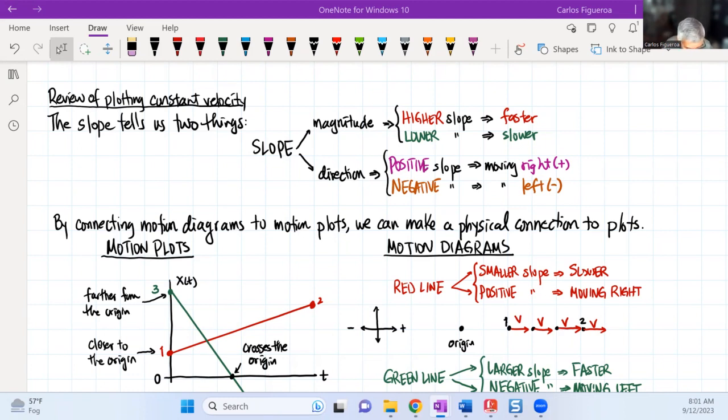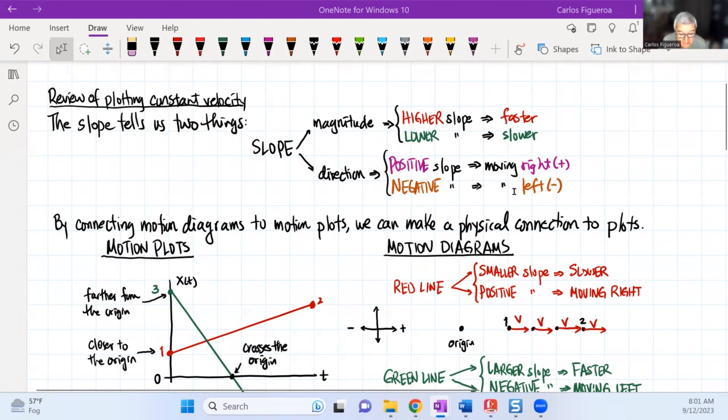So the slope tells us two things. It tells us the magnitude of the slope, and it tells us the direction of the slope. When I look at the magnitude, the higher or larger the slope, the faster the object is moving. The lower or smaller the slope, the slower the car is moving. Then we look at the sign of the slope. If I have a positive slope, then it's moving to the right, which is what we typically define as the positive direction. On the other hand, if I have a negative slope, then I'm moving to the left, the negative direction.